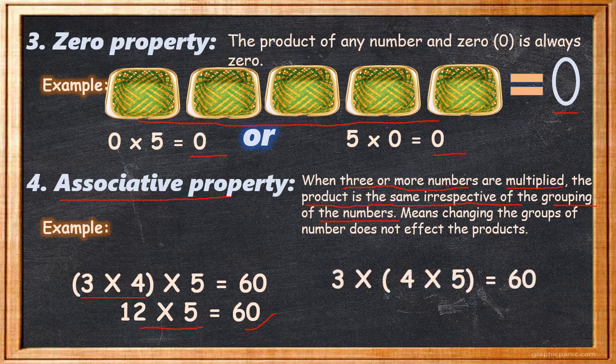Now what happens if I change the group? Now see, earlier 3 into 4 was in a group. Now 4 into 5 is in a group and 3 is outside of the group. Now if I multiply 4 into 5, what do I get? 20. And 20 into 3 is what? 60. Yes. So if we change the group of multiplicand and multiplier, the product will be the same. There will be no change in the product. Is it clear, children? Here you can see 60 and 60. So, this is what? Associative property.